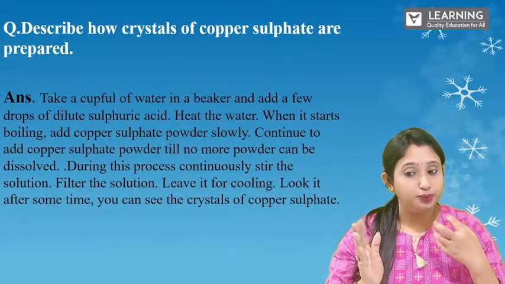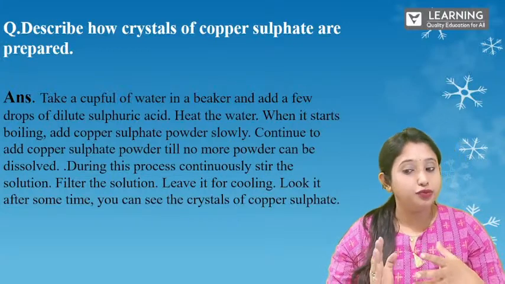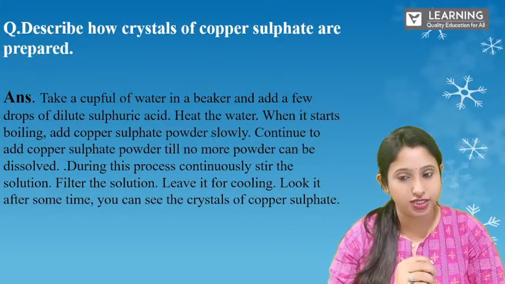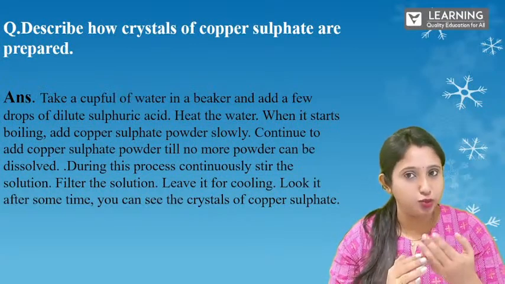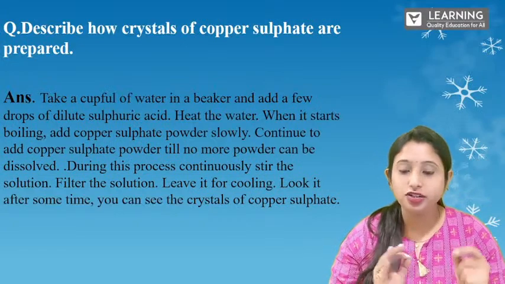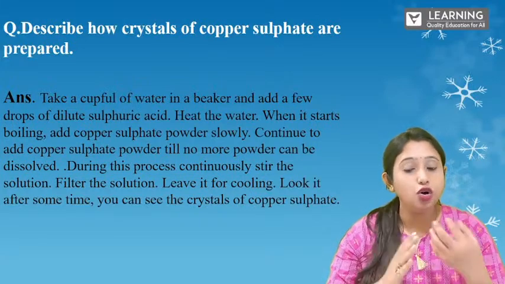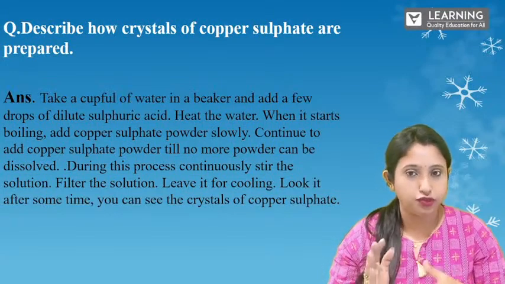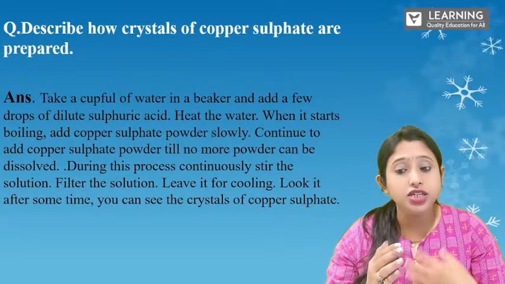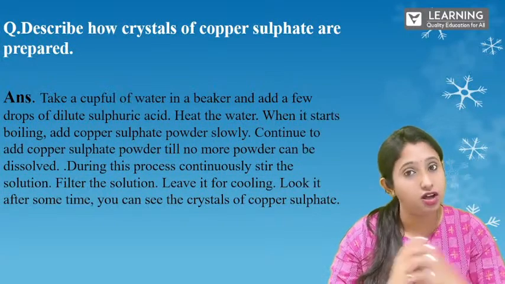You can perform it in your lab also when you go to school. Take a cup full of water in a beaker and add a few drops of dilute sulfuric acid. Now heat the water. When it starts boiling, add the copper sulfate powder slowly. Continue to add the copper sulfate powder till no more powder can be dissolved. During this process, continuously stir the solution.